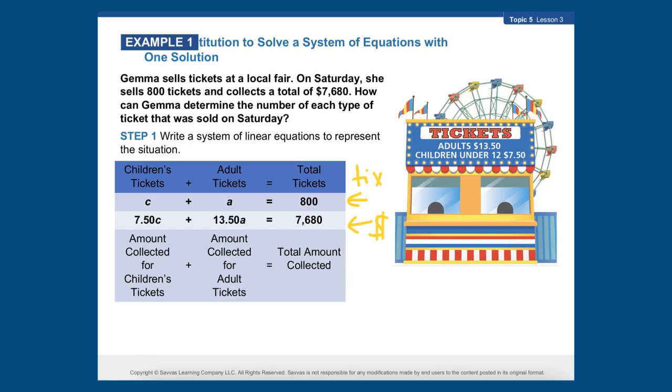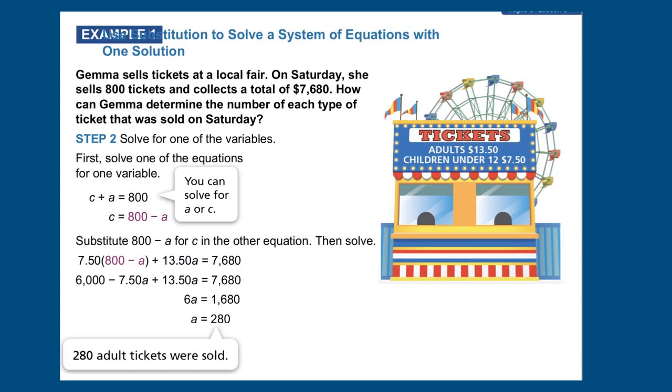So you're going to take $750 times every child's ticket, plus $1350 times every adult ticket, and you'll get a grand total of $7,680. Now I'm pretty sure that would not be good to graph. So let's substitute. In substitution, you really want one variable by itself. And if you looked at our 2 equations, I don't have a variable by itself, but I can force a variable to be by itself.